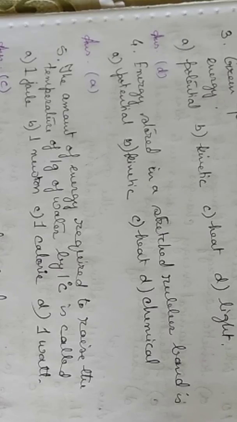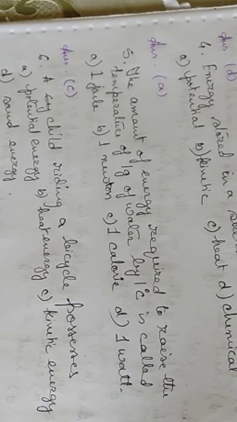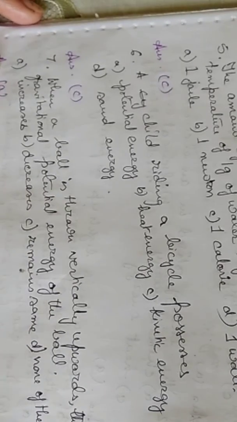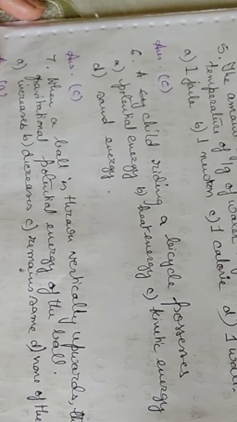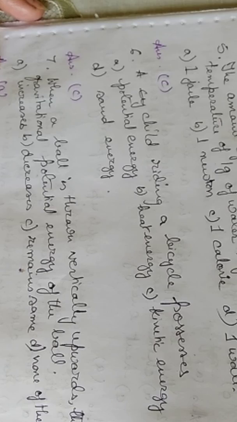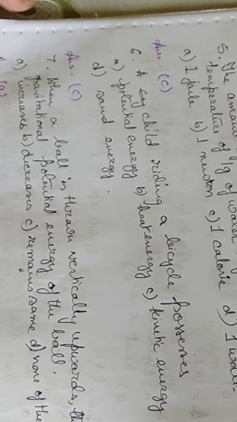A child riding a bicycle possesses potential energy, heat energy, kinetic energy or sound energy. The answer is C, that is kinetic energy. When a ball is thrown vertically upwards, the gravitational potential energy of the ball increases, decreases, remains the same or none of these. The gravitational potential energy increases with the increase in height. So the answer is A.